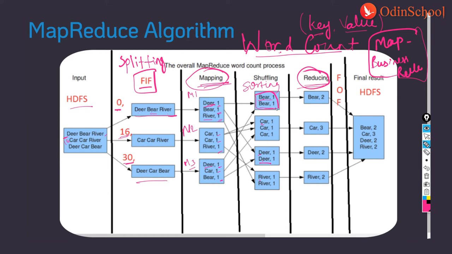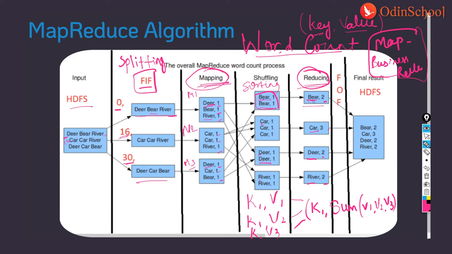So what will it do? It will do bear, 2. That means similar keys would be clubbed together, and a single key would be there. So a list of key value pairs is given, like k1 v1, then k1 v2, then k1 v3, and in the reduce stage we will have k1 a single time, and then you apply, for example, a sum operation of v1, v2 and v3. So bear, 2, car, 1 plus 1 plus 1, 3, deer, 2, river, 2.